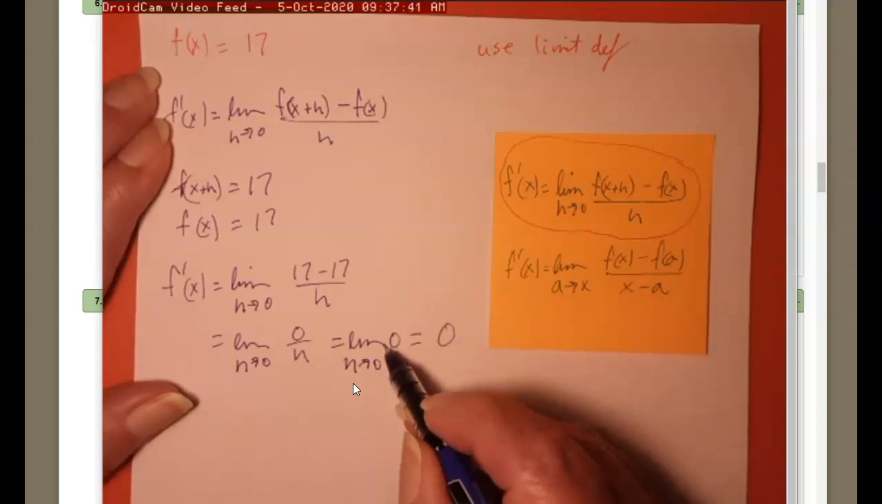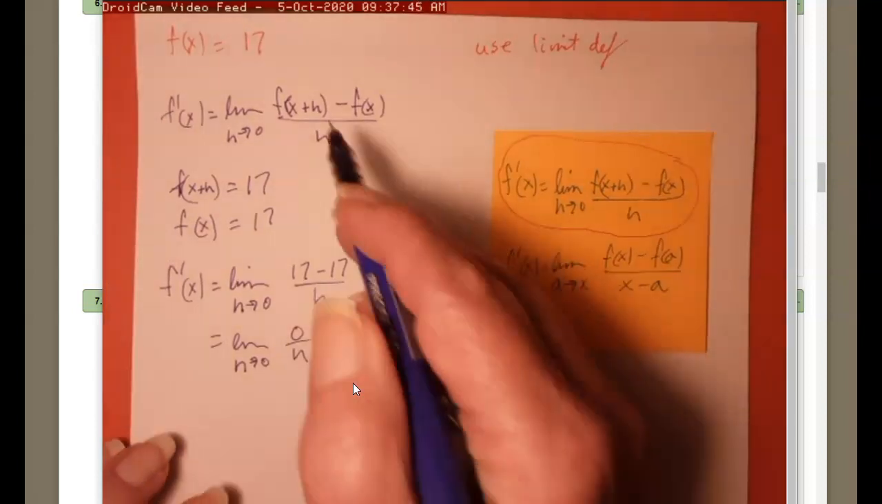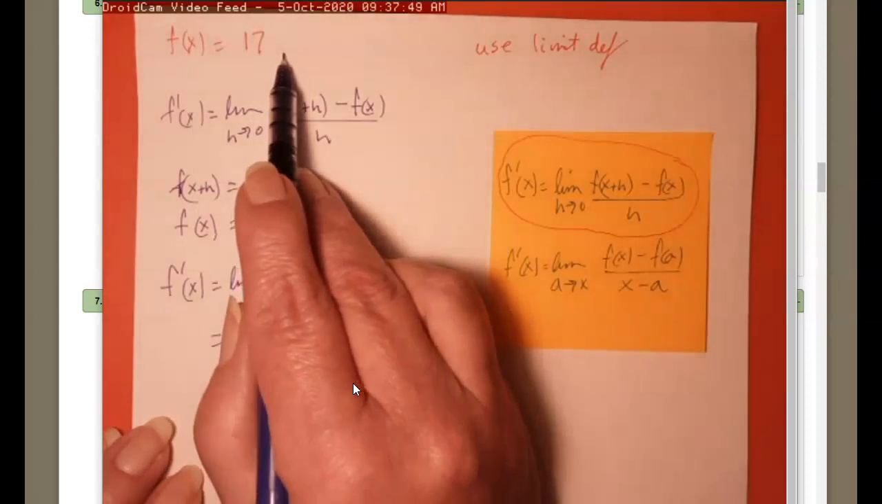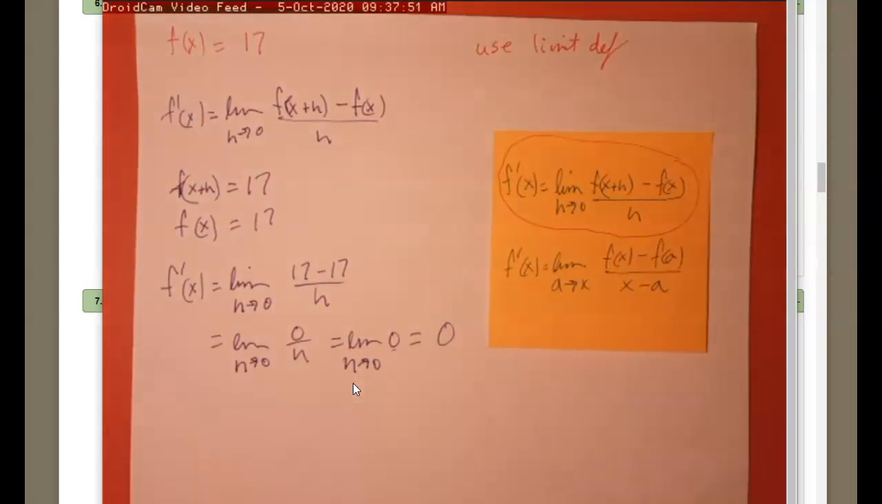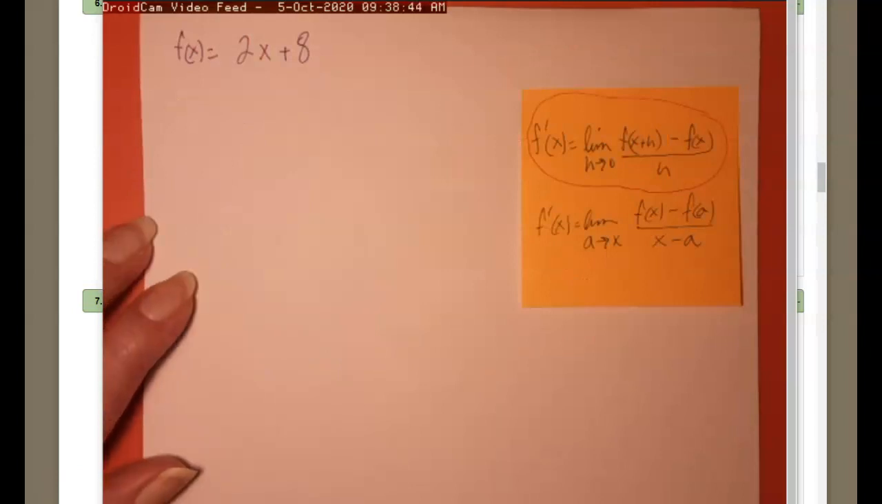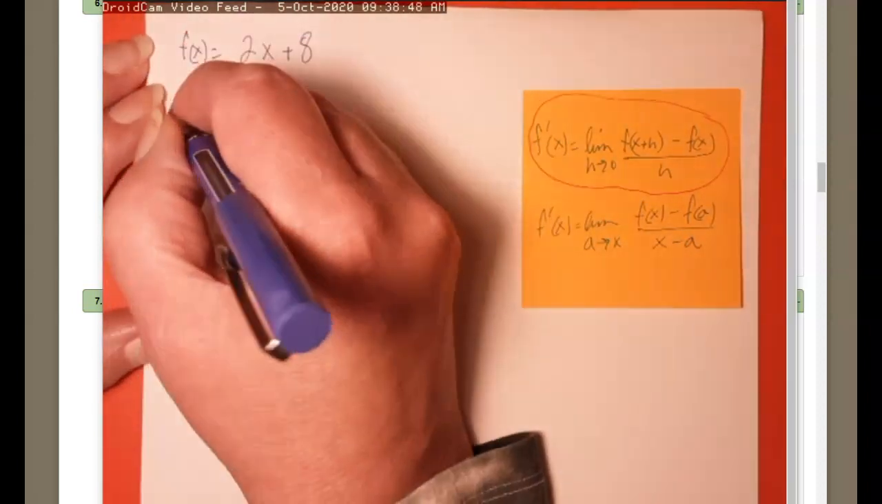As h goes to 0, what happens to 0? It stays 0. So this tells me that the slope of a horizontal line would be 0, because that's what that is. Y equals 17 is a horizontal line. F of x equals 2x plus 8 is also a line, but it's not a horizontal line. We can see the slope is 2, so let's see if that's true if we use the formula.